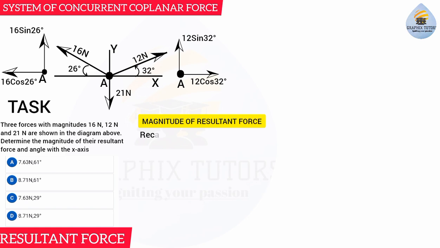Now recall, the resultant force for concurrent and coplanar forces in statics is given to be the square root of the summation of Fx all squared plus the summation of Fy all squared. So now we'll be considering the summation of Fx. What does it mean? Fx means horizontal component. Fx means forces parallel to the x-axis.